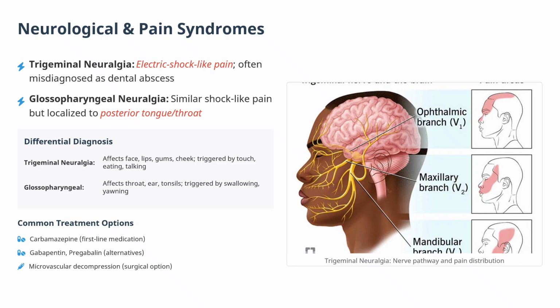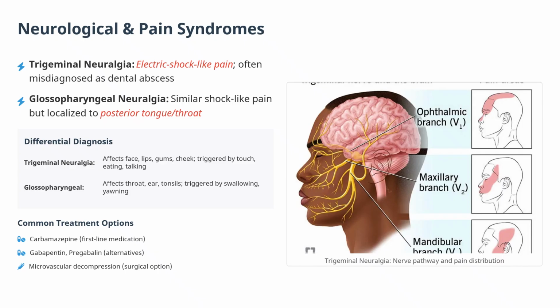Okay, you need to remember those, and it is often misdiagnosed as a dental abscess. Glossopharyngeal neuralgia is related to the area supplied by the glossopharyngeal nerve, which is the ear and throat and the posterior tongue area. So it will affect swallowing and yawning, so you need to focus on the clinical features.